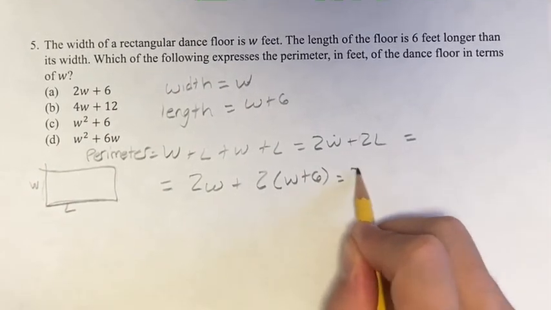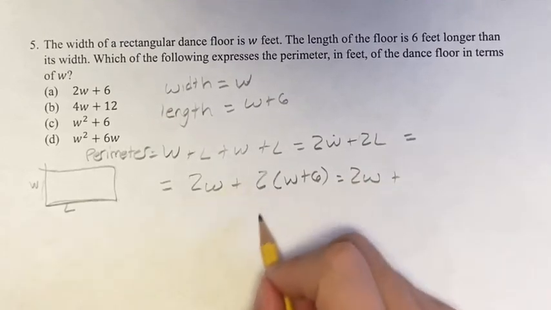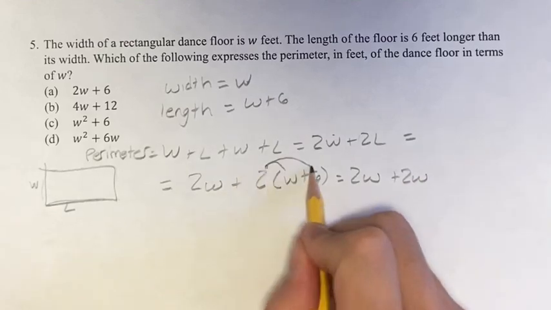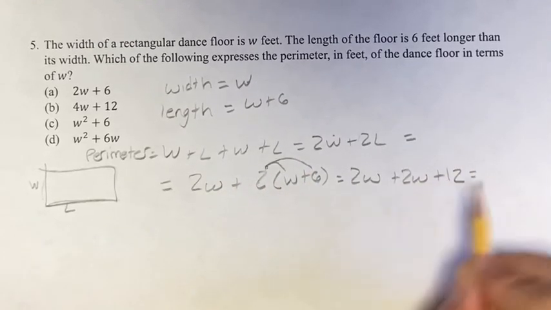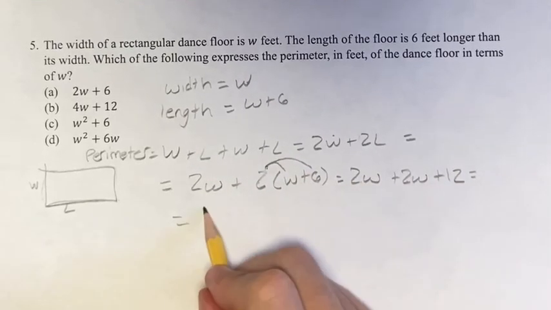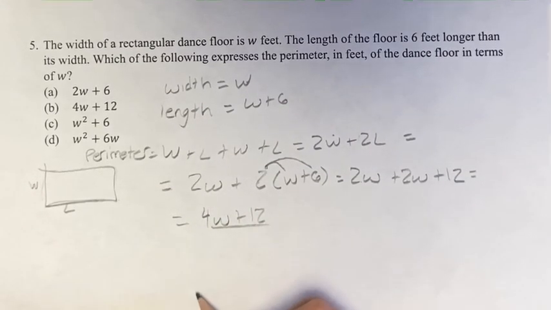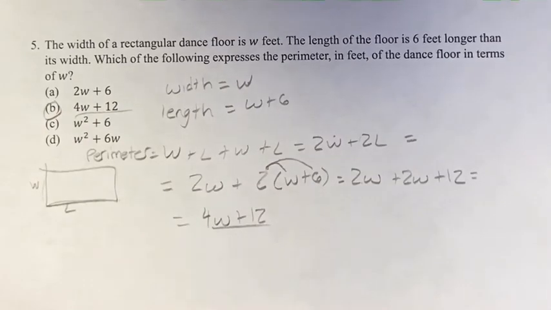So we have 2W plus, then we have to distribute this 2. So we have 2 times W is 2W, plus 2 times 6 is plus 12. 2W plus 2W is 4W, plus 12 is going to be your final expression. So this is the perimeter, lines up with B, is going to be your final answer.